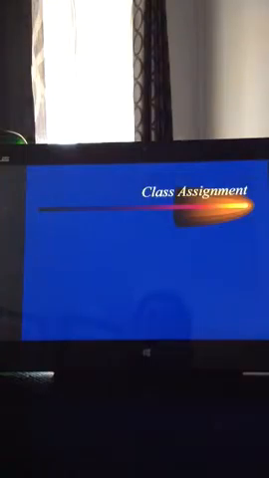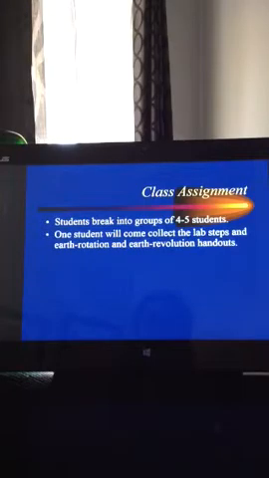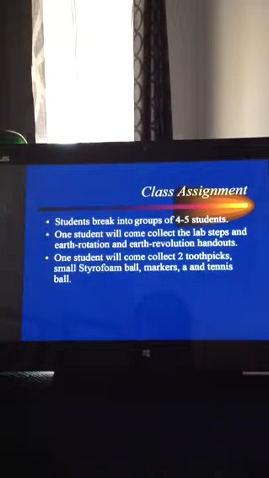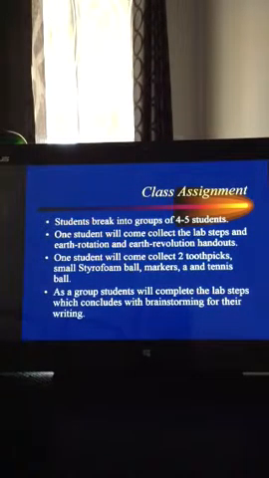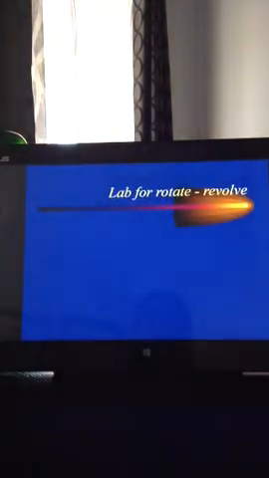Okay, class assignment. Students are going to break into groups of 4 to 5 students. One student will come collect the lab steps and Earth rotation and Earth revolution handouts. One student will come collect 2 toothpicks, small styrofoam ball, markers, and a tennis ball. As a group, students will complete the lab steps, which concludes with brainstorming for their writing. Here's an example of what's on the lab for rotate and revolve.